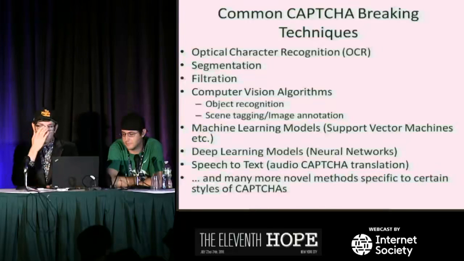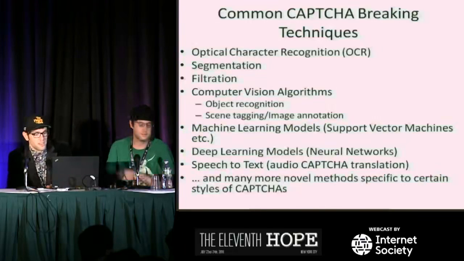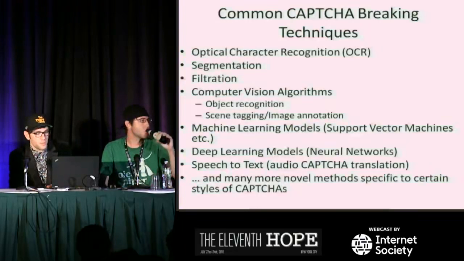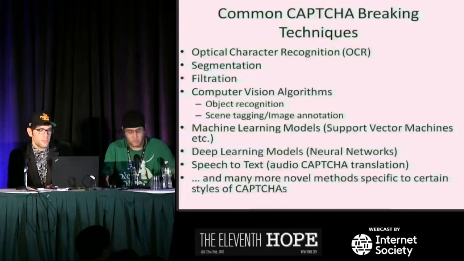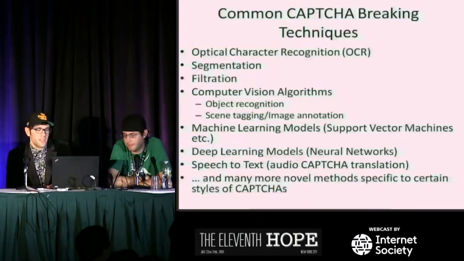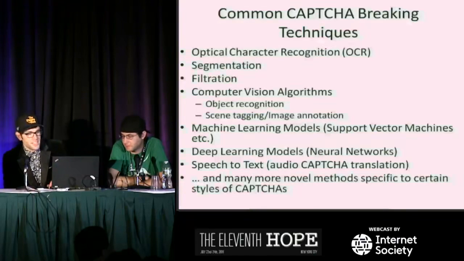Deep learning models are hot now. They're third generation neural networks. Google uses them a lot. They were the initial developers of this for processing their maps data. They're very powerful, very adaptive, and extremely good at image processing tasks. Speech to text, I think, is fairly straightforward, so we'll keep it there for now.